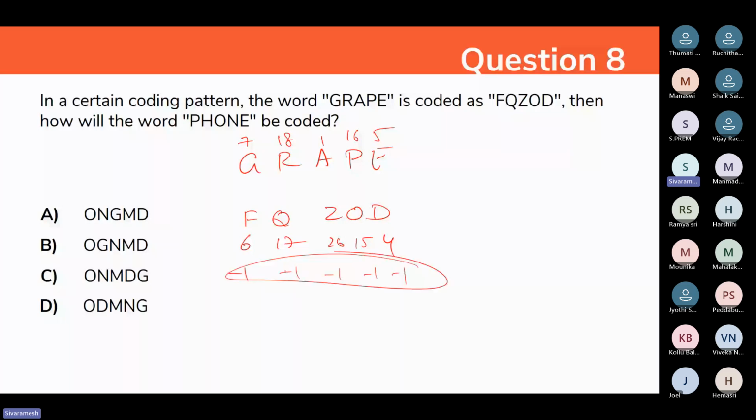In a similar way, if you observe for PHONE, P -1 is O, H is G, O is N, N is M, E is D. So OGNMD, option B is correct.